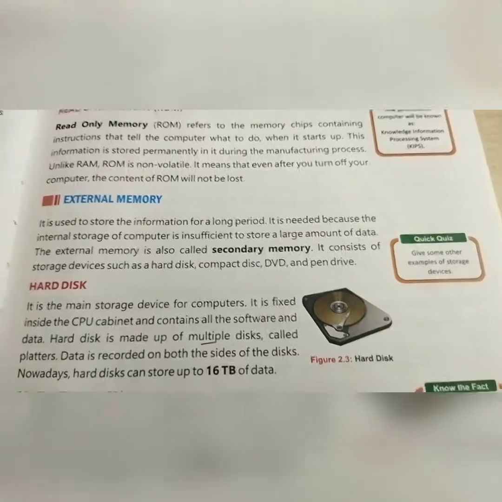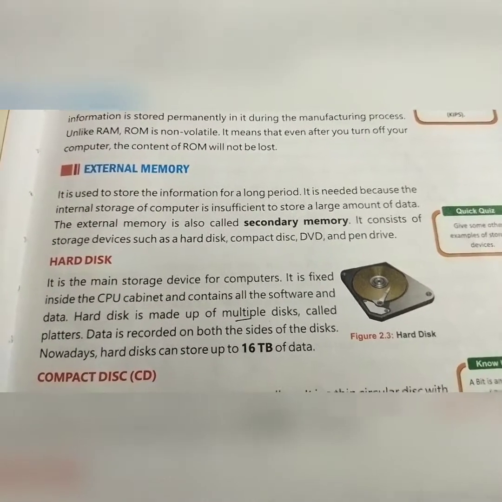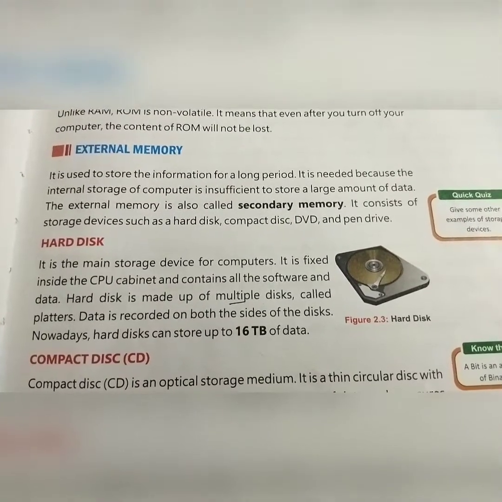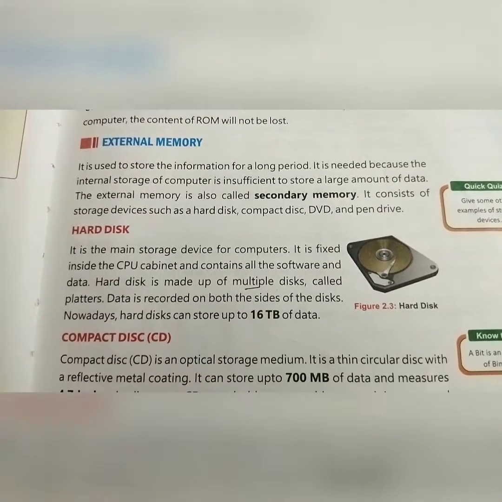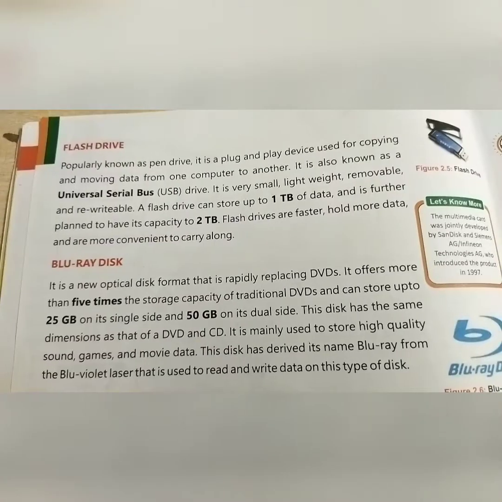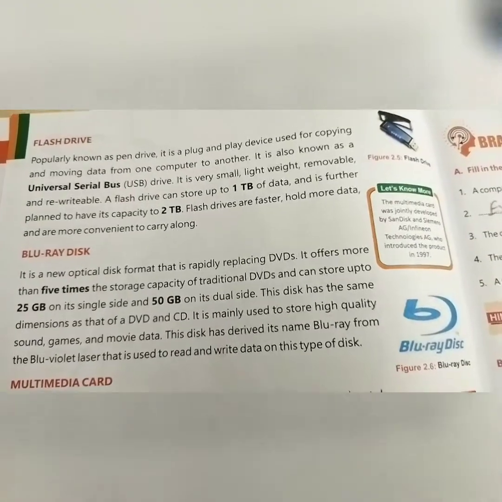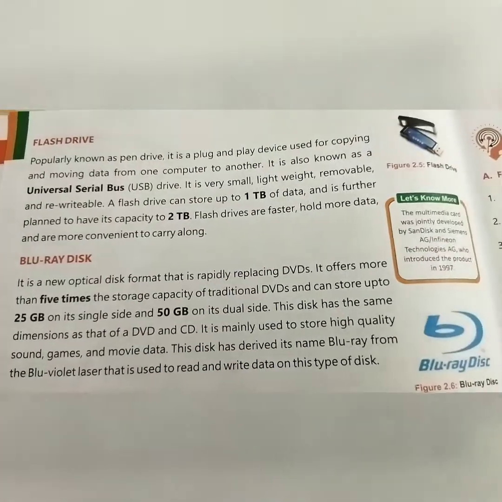So students, external memory, you know very well which types of external memory are in your computer. First of all, the names are hard disk, compact disk, digital versatile disk (DVD), flash drive, Blu-ray disc and multimedia card. So let's discuss all these topics one by one.